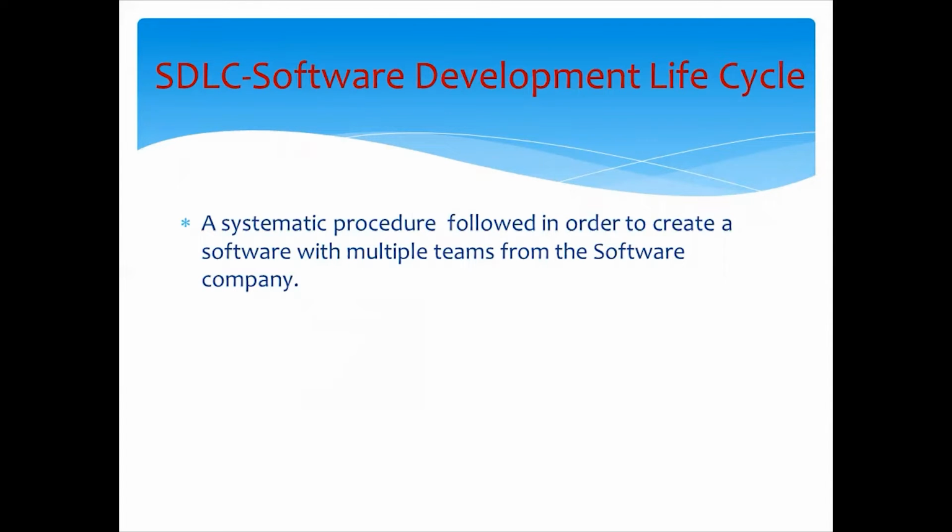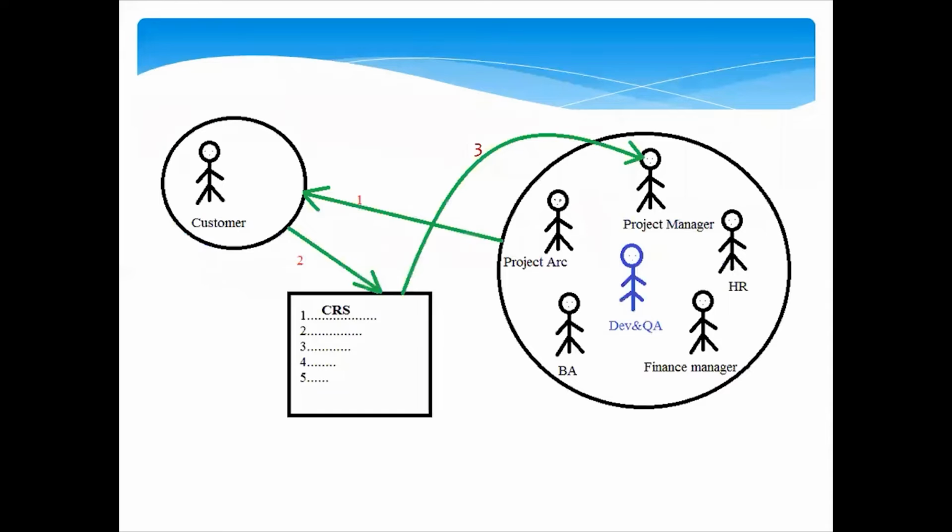Here, the multiple teams is nothing but whatever I discussed in this particular image: the customer and the project architects, project managers, a development team, and a quality analyst team. These people will be involved in the whole software development life cycle. Without any team member here, the software development life cycle is not 100% complete, because each and everyone has their own responsibilities and duties, so they need to participate in the completion of that software development.